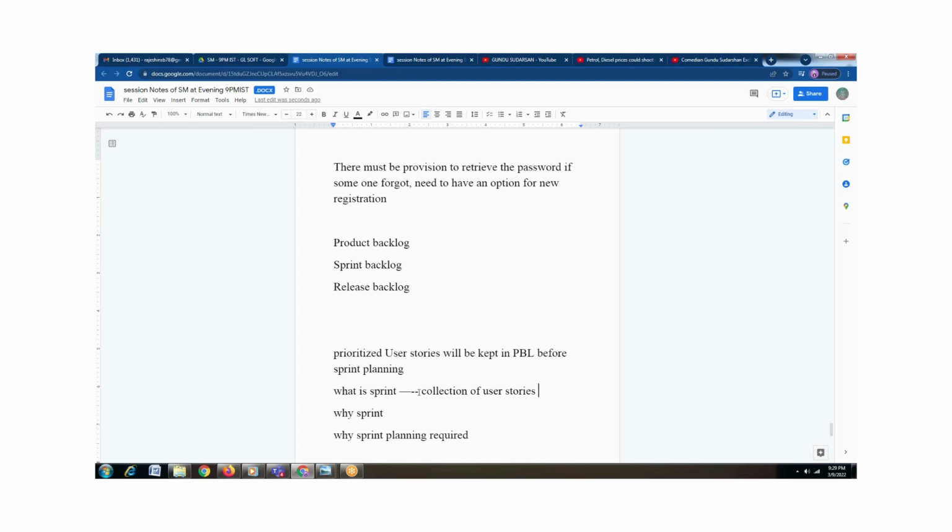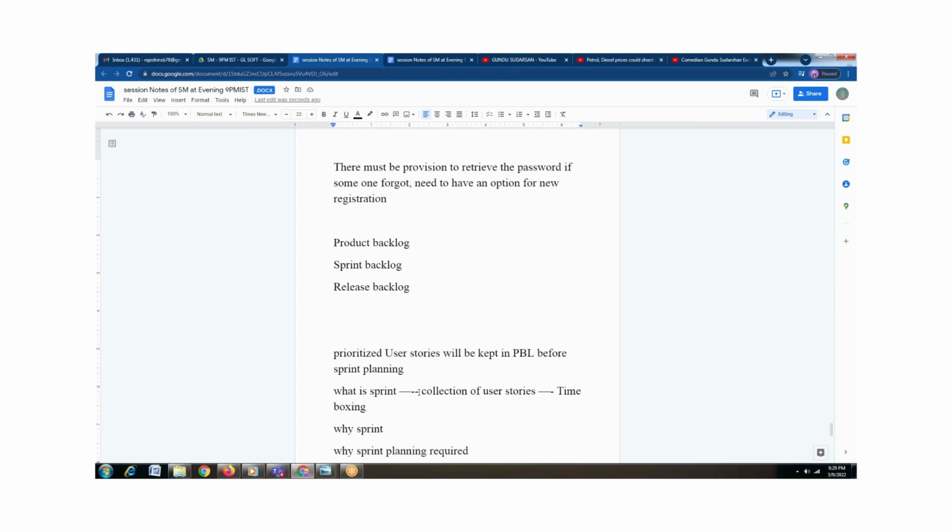Out of that prioritization, whatever is immediately required at this point in time, for example out of 10 we have taken 4, those 4 you have to put somewhere. There must be some sprint, because this is a time box. Sprint is confined and calculated based on weeks, like 1 week, 2 weeks, 3 weeks, 4 weeks, and so on.